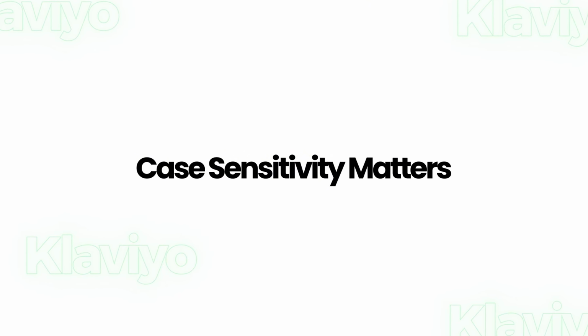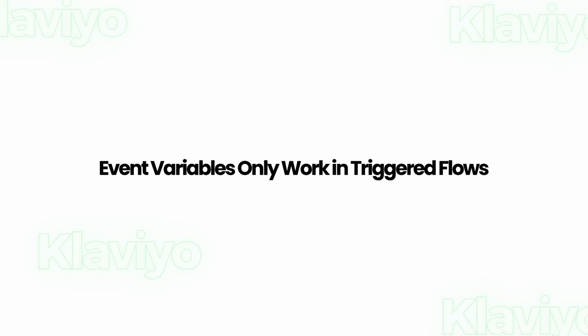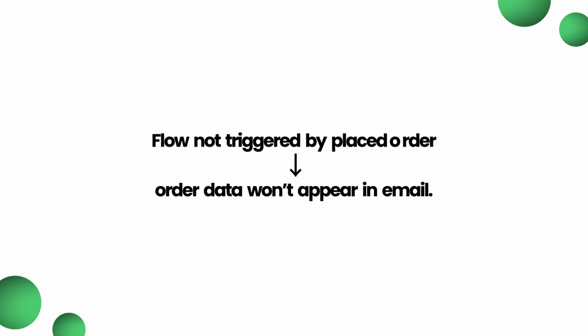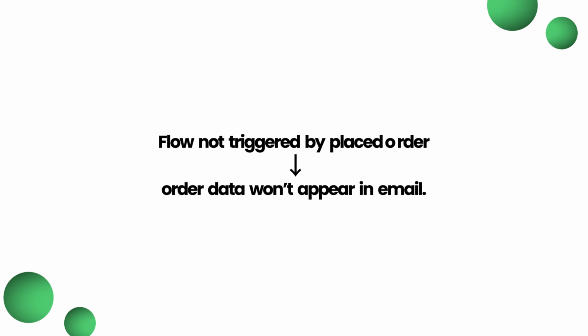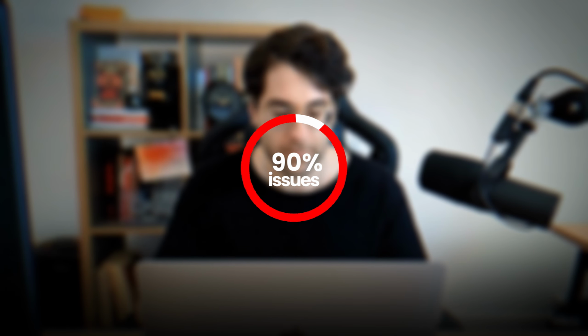There's 2 things you should know. Number 1, case sensitivity matters. The tags that you use must be correctly written, and if not, they won't really work. And the other thing is that the event variables that I mentioned only work within flows that get triggered by that event. So you can't do this on the campaign level. You can actually, but it's a little bit more complex and we're not gonna cover it in this. To be concrete, if a flow was not triggered by placed order, for example, then you can't pull the order data into the email, right? That's what I mean by that. And as long as you stick to those 2 rules, 90% of issues will kind of disappear.